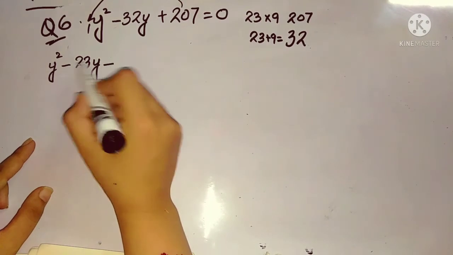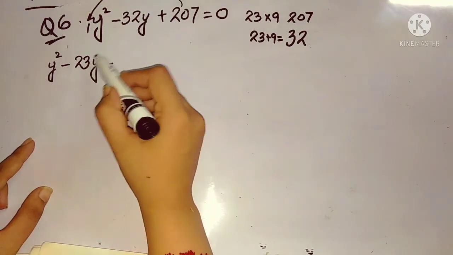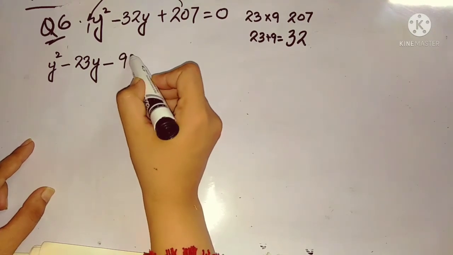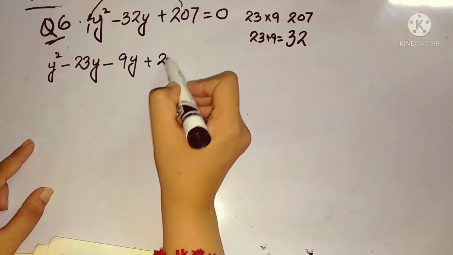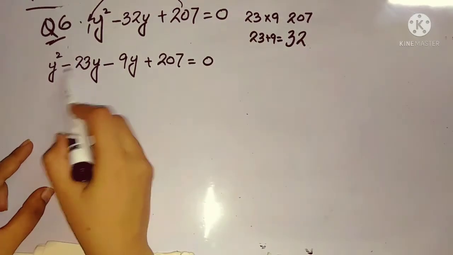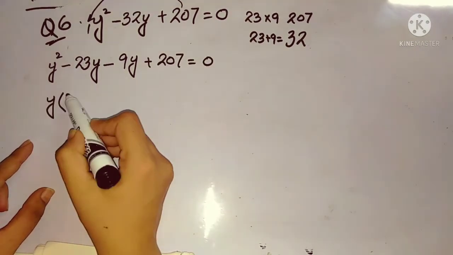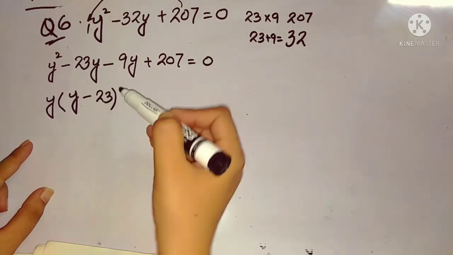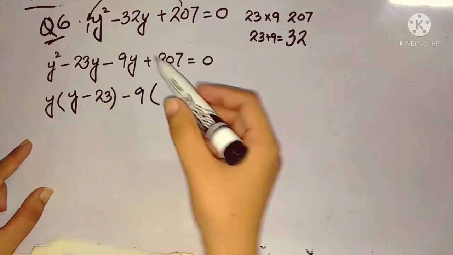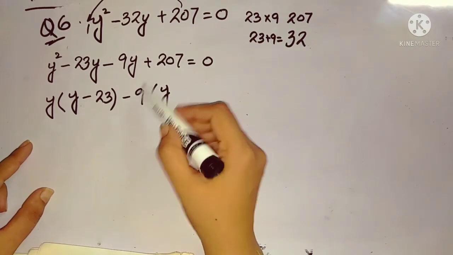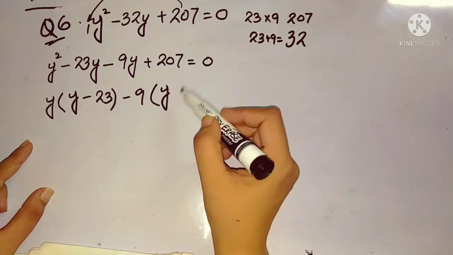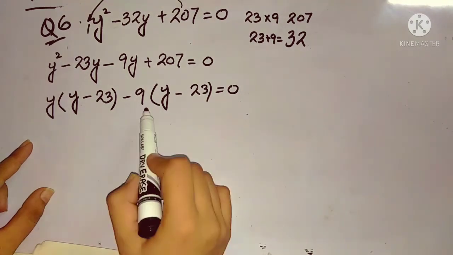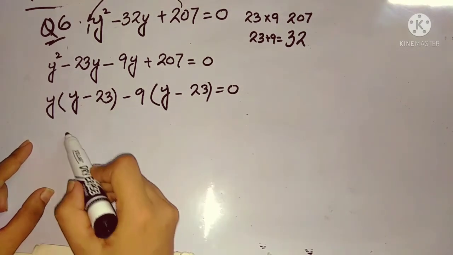Okay, so now let's write the factors in the place of the midterm. Write down the first term as it is, which is y square. Now, first you have to follow the rule of writing down the factors. First write down this sign here, minus, and first write down the bigger factor. The bigger factor is 23. Now you have to choose the other sign. As this is 32 and the sign here is minus, the other sign should also be minus, so that when you add 9 to 23, you get 32. Now write down the last term, which is 207.